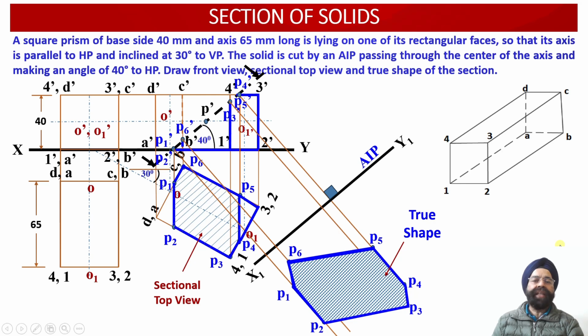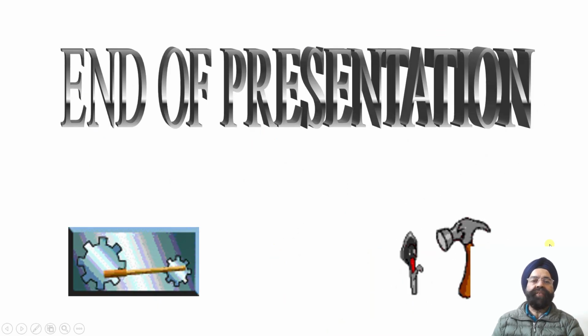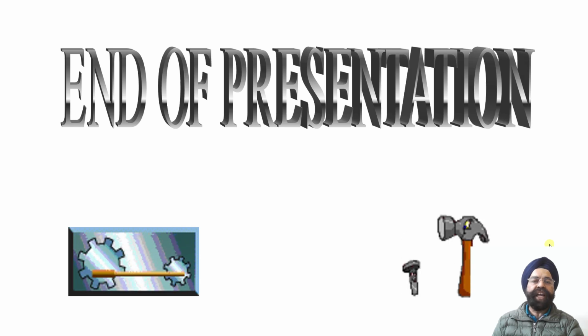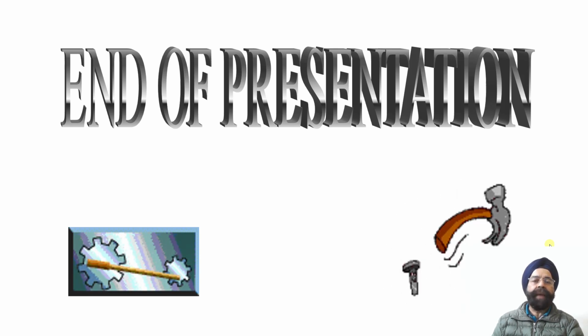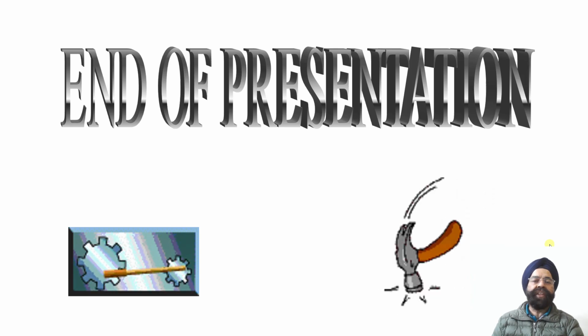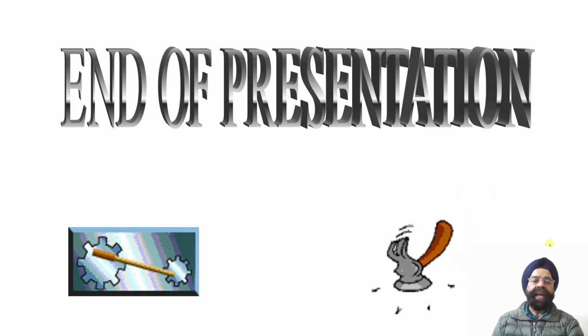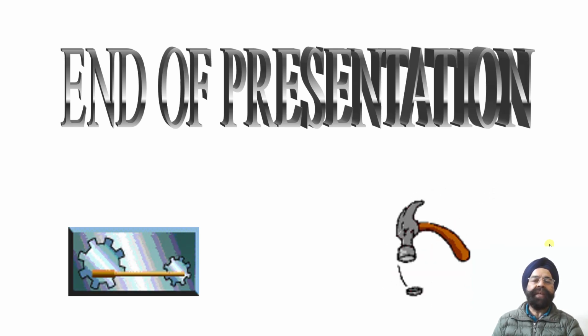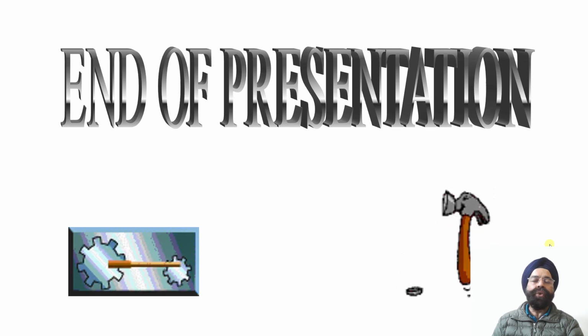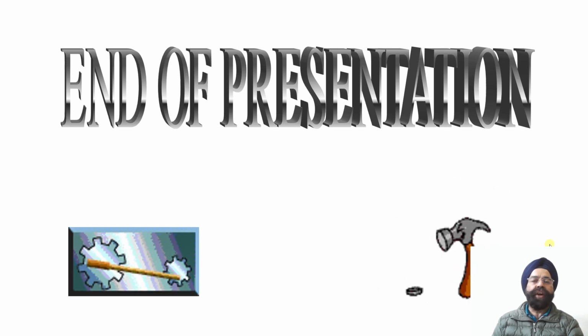So I hope that through this discussion you would have understood the procedure to evaluate the sectional front view and top view projections of the solid, and the evaluation of true shape projections of the cut section when the solid is inclined with respect to the vertical plane and it is cut by an AIP which is inclined with respect to the horizontal plane at an angle of 40 degree.